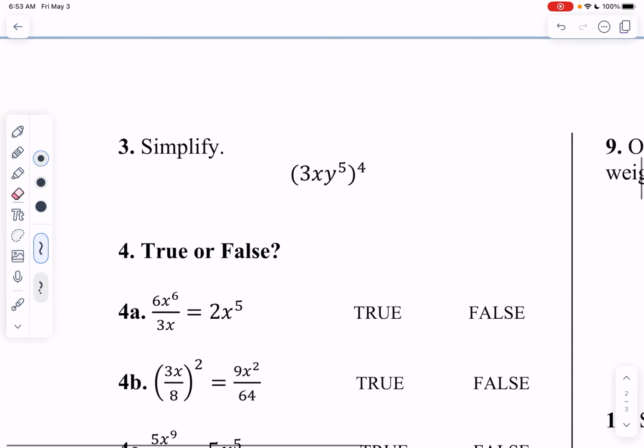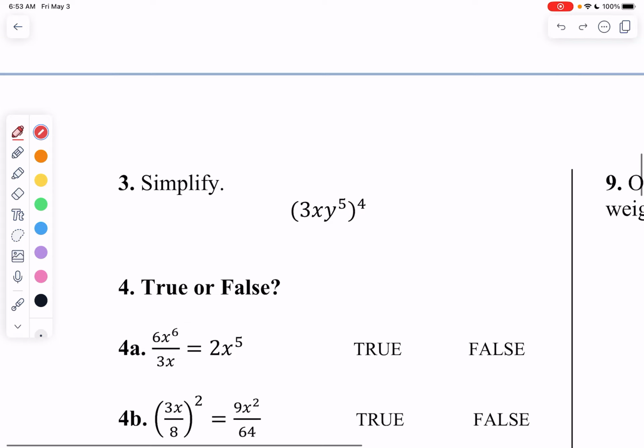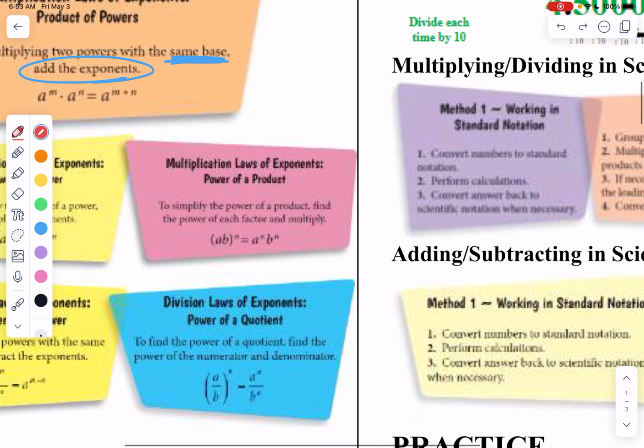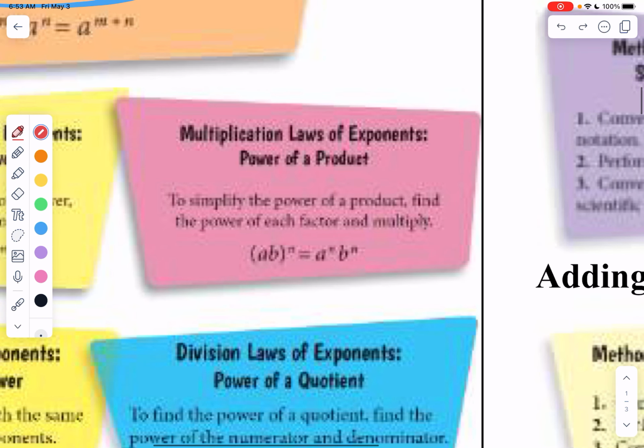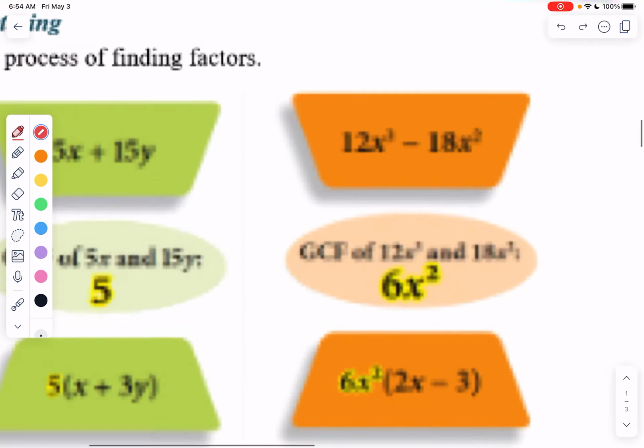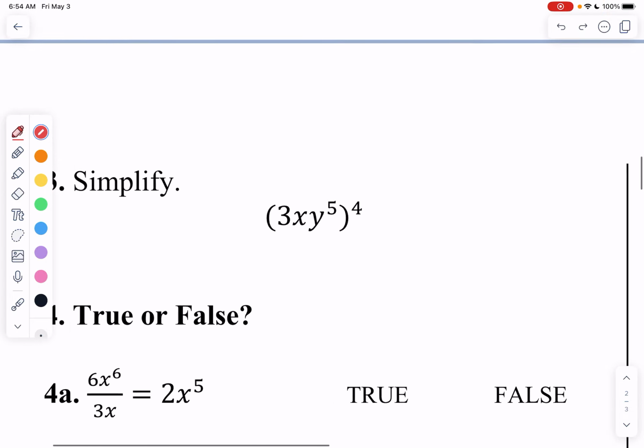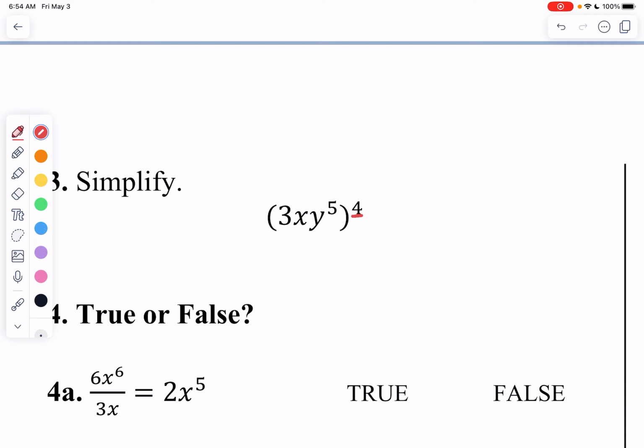Next one, number 3. I have parentheses, lots of junk on the inside, and an exponent on the outside. So when I see an exponent on the outside of parentheses, this is called a power rule, okay? So let's get reminded real quick. To simplify the power of a product, we find the power of each factor, okay? In easier words, that just means we find the power of 4 of everything on the inside, okay? So this 3, this x, and this y to the power of 5, all of them are going to be brought to the power of 4.